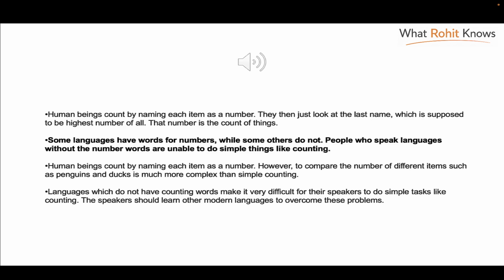And the last one, languages which do not have counting words make it very difficult for the speakers to do simple tasks like counting. And this is correct. The speakers should learn other modern languages to overcome these problems. But the second sentence, that's not correct. She does not say that people should learn other languages or that other languages are modern, more modern, and it's necessary to learn those languages to overcome problems such as the inability to count. So that means this option, the last option, contains wrong information. That's why we don't pick it and we go ahead with the second option.